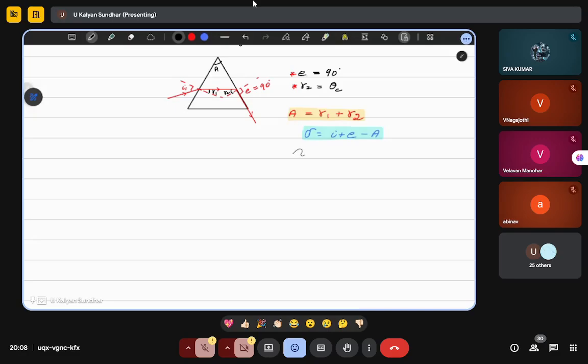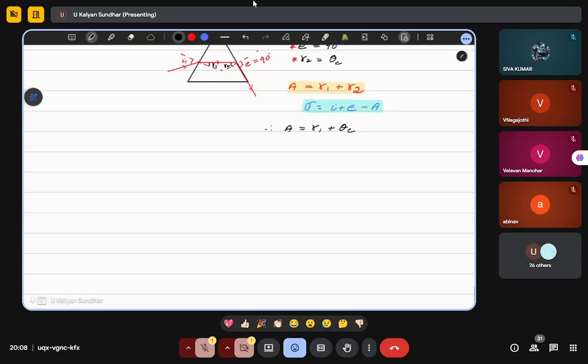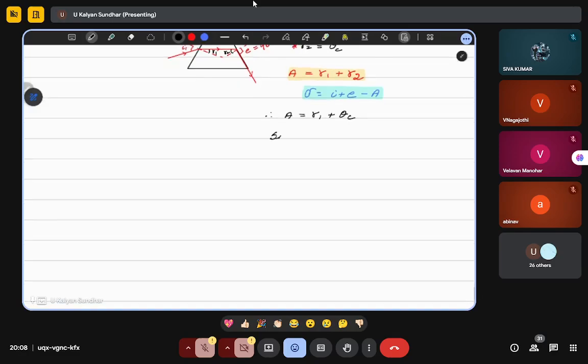Now tell me, sir. Therefore, A will be equal to R1 plus R2, and we have your critical angle theta C. Right? Now, what about its critical angle? We also know it: sin theta C will be equal to 1 by mu. Correct?